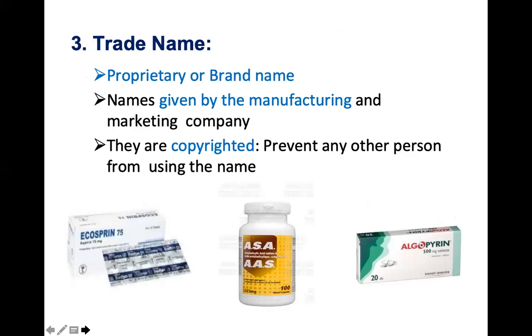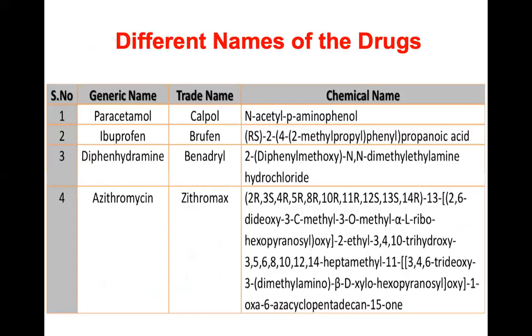Then the third type of nomenclature is the trade name. These are the proprietary or brand names. They are given by the manufacturer and they are copyrighted, which means no other person can use the same name. If we purchase aspirin from the market, we can get it by the name of Ecosprin, ASA, or Algopyrene. So these names are different. These are the trade names. But what will they contain? They will contain acetyl salicylic acid. That is their generic name. Okay, so that is the difference.